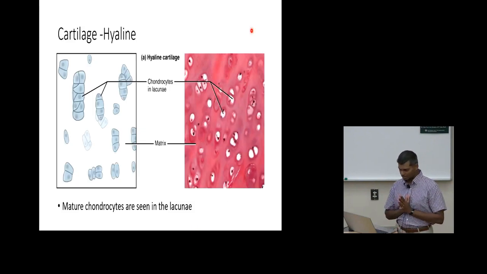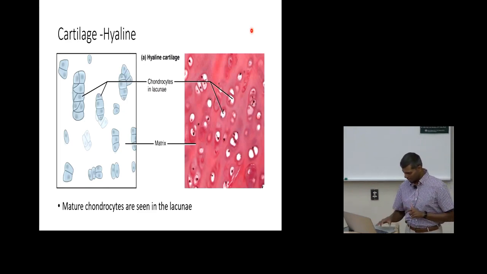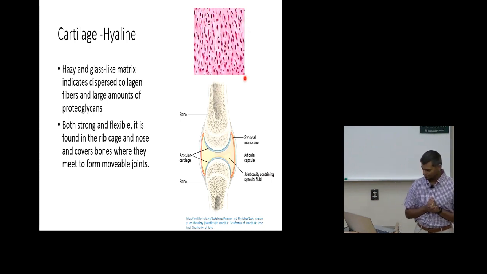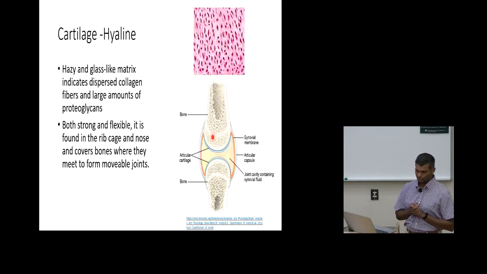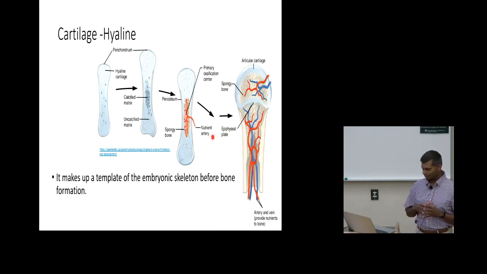If you look at the hyaline cartilage, the matrix has a very hazy or glassy appearance because you have primarily large amounts of proteoglycans, and some collagen fibers which are dispersed. That's why it has this very light appearance. These are strong and flexible, so they're found at the ends of long bones to prevent the bones from rubbing against each other. When you lose this cartilage at the end of long bones, it leads to a condition known as osteoarthritis. We also see hyaline cartilage form the template of the embryonic skeleton.